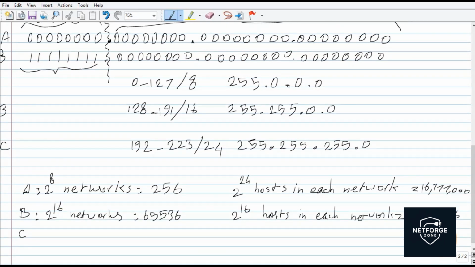In class C, we have 2^24 networks, and that's about 16 million and something, and it has 2^8 hosts in each network. Okay, so we have 256 devices in each network.